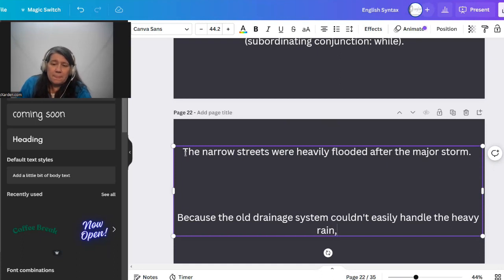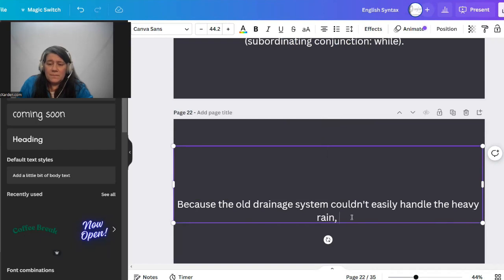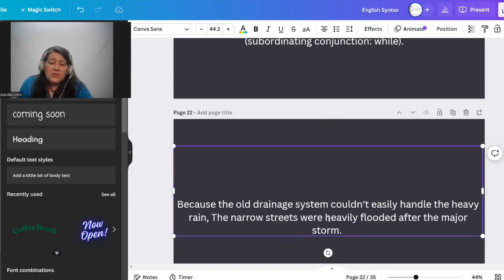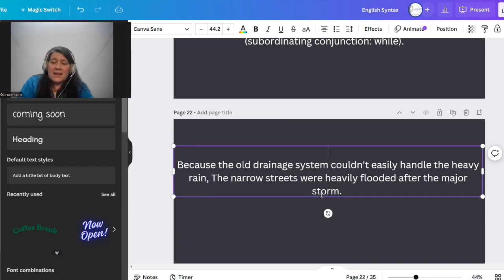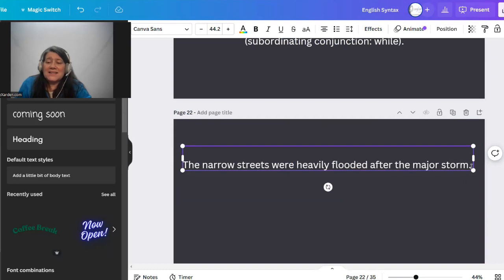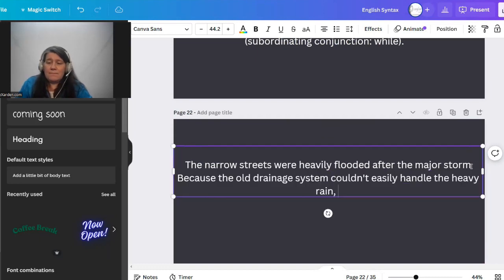comma, the narrow streets were heavily flooded after the major storm. Okay, we can do it like that. If you put the dependent clause first, you need a comma. But if you put the dependent clause second, you do not need a comma. Okay?